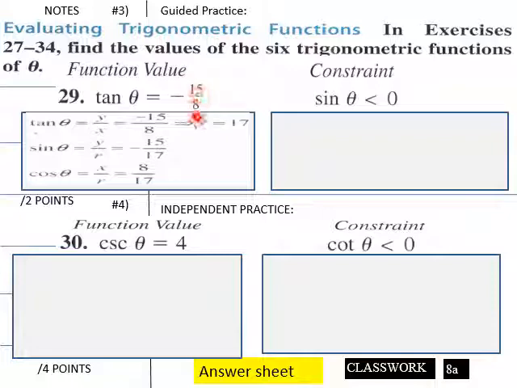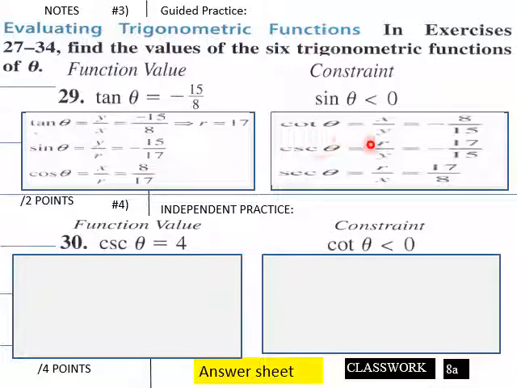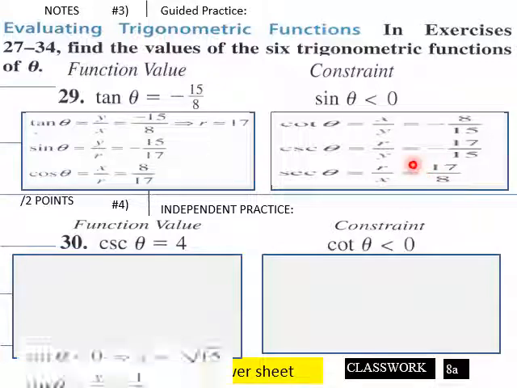So by squaring both of these and then taking the square root of them, our sine would be y over r, which would be negative 15 over 17. And then our cosine would be x over r, which would be 8 over 17. And then cotangent would be the reciprocal of our tan here, which would make it negative 8 over 15. Cosecant would be r over y, the negative of 17 over 15, and then secant would be r over x, which would equal 17 over 8.